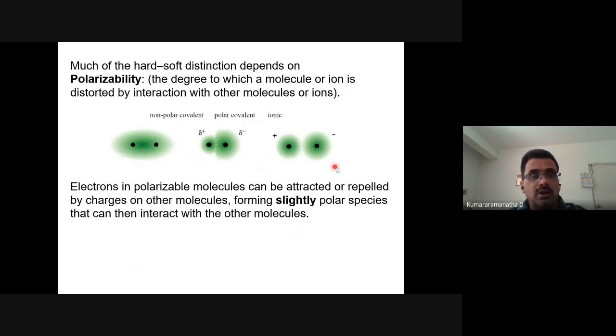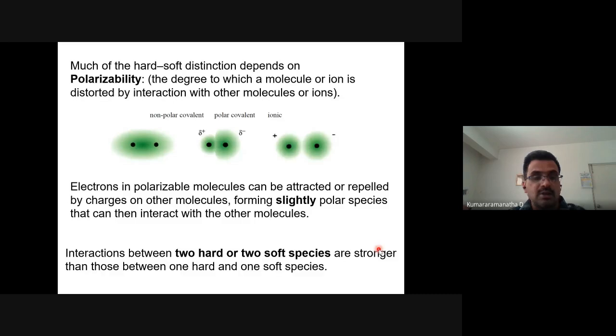So for ionic bonds, you are clear: there is separation of charges, plus and minus. In polar covalent bonds, there is a slight change in polarity because of various dipole moments. In the case of non-polar covalent bonds, like chlorine and other such molecules, there will be no charge development. The hard-soft distinction is essentially based on this: how a molecule or ion can be distorted by the effect of a cation interfering with the cloud of an anion, and how slightly polar species will interact with other molecules, which we discussed in Fajan's rule.